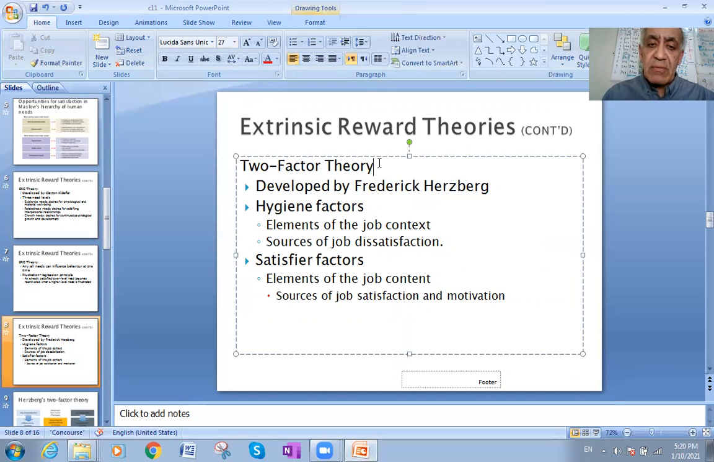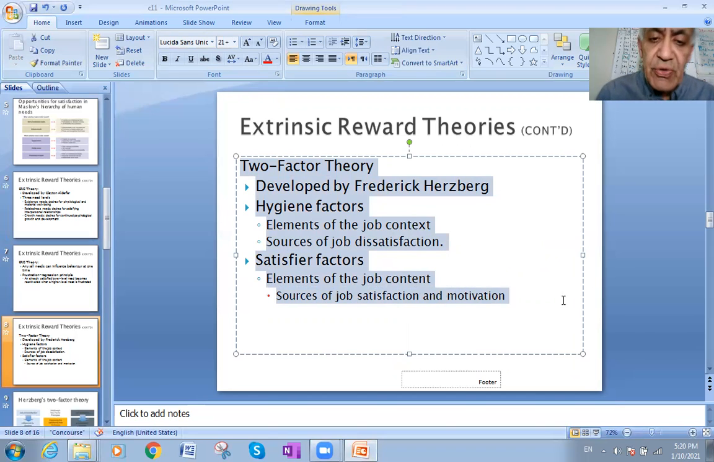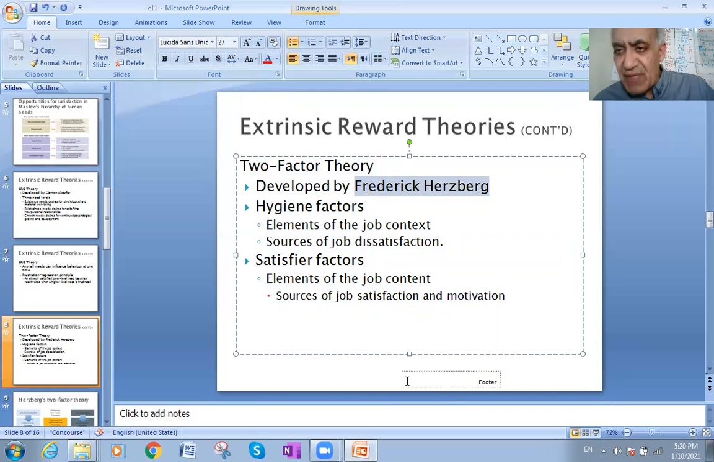We'll move on now to another theory about the motivation, very important, which is the two factors theory. The two factors theory, and this is very important. It was developed by Frederick Herzberg. We have two kinds of factors: hygiene factors and satisfier factors.